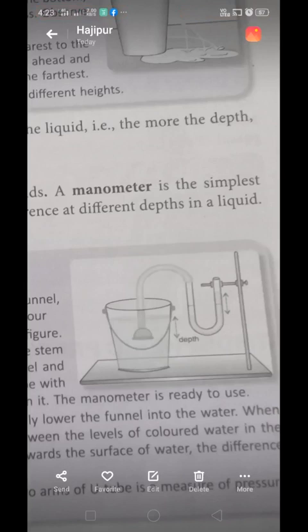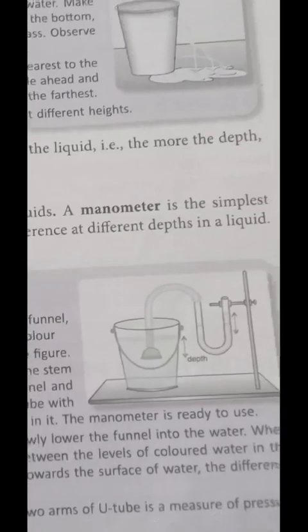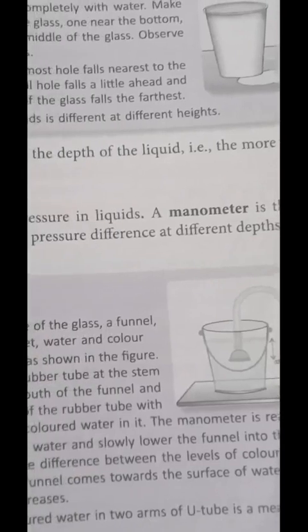Now we have to fix a rubber tube at the seam of the stem of this funnel and stretch the balloon on the mouth of the funnel and tie it with the help of thread. Now fix the free end of the rubber tube to the U-tube and mark the level of the colored water in it. The U-tube is present over here. This is the rubber tube with the funnel.